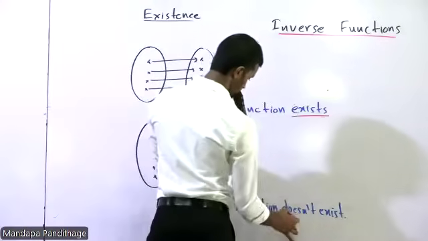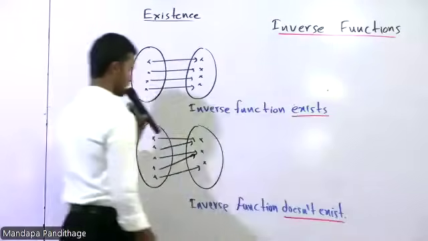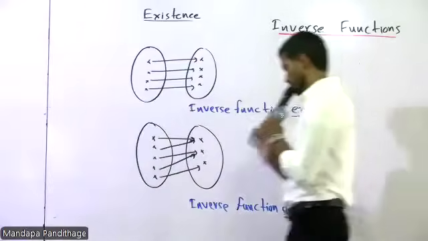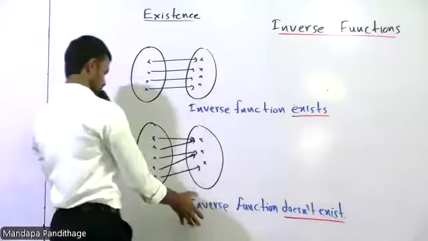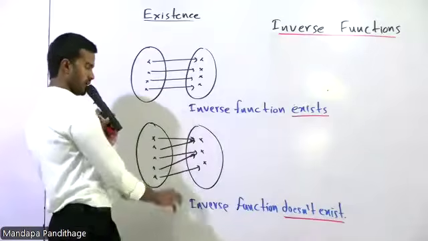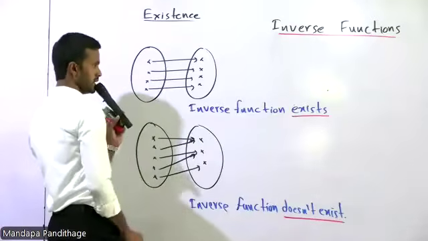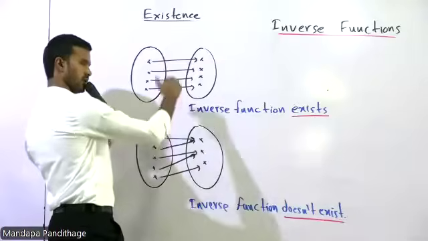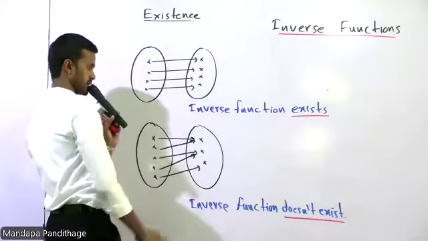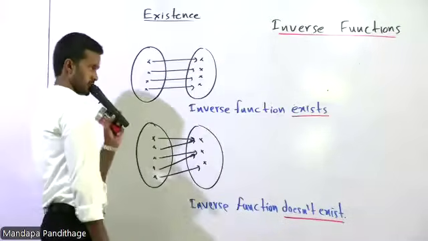But here the inverse function doesn't exist. So here inverse function exists, inverse function doesn't exist. So what we can summarize here is that a one-to-one function only will have an inverse function. This one, there's no inverse function. So that is the theory part.